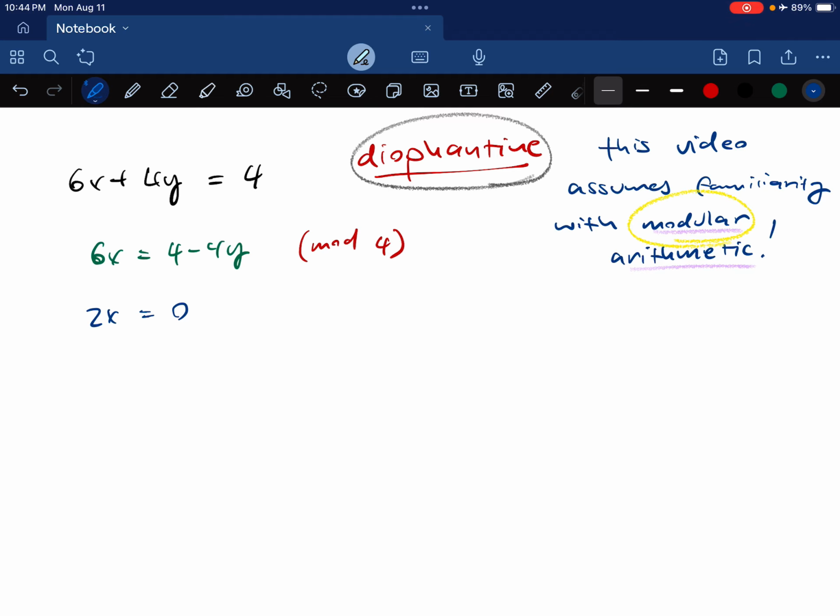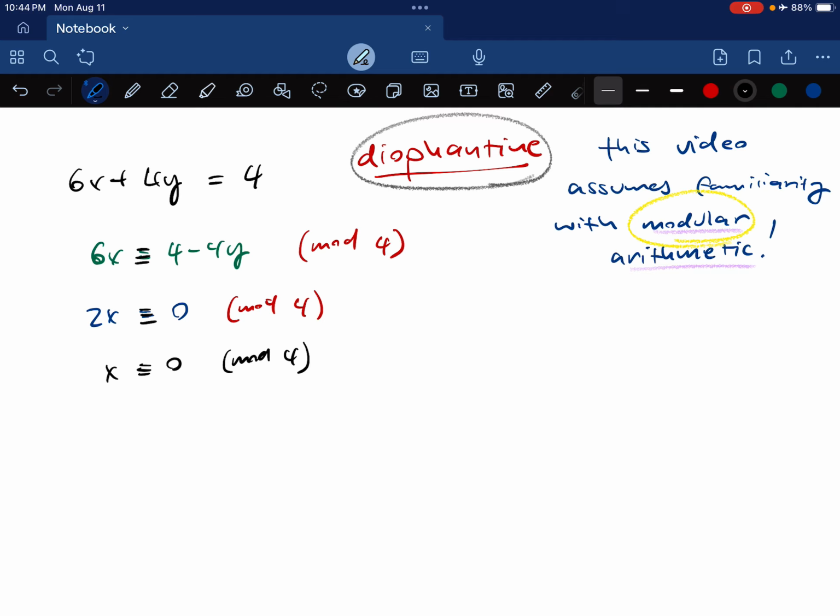So 2x equals 0, of course, mod 4. And since I'm doing mods, I should probably make these equal signs triple equal signs. But yeah, so this is 2x is congruent to 0 mod 4. And then from here we can divide by 2 to get that x is congruent to 0 mod 4.